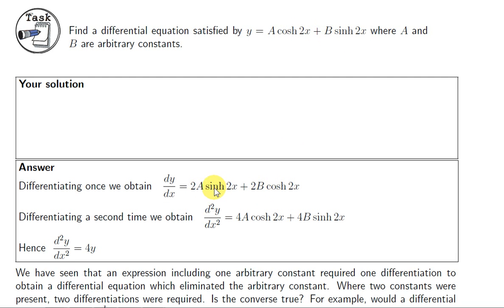Let's take the second derivative. The derivative of hype sine is hype cos times 2, so 2 times 2a gives us the 4a. The derivative of hype cos is hype sine, and we have 2 times 2b is 4b. You see now that we can factorize 4 out of this expression here, and you'll see that it's just 4 times this expression up here. So we can write our differential equation as d2y/dx2 equals 4y, and the solution is given by this expression up here.